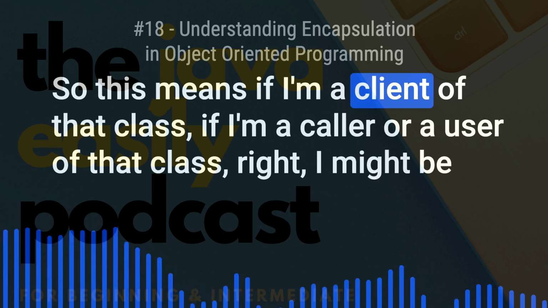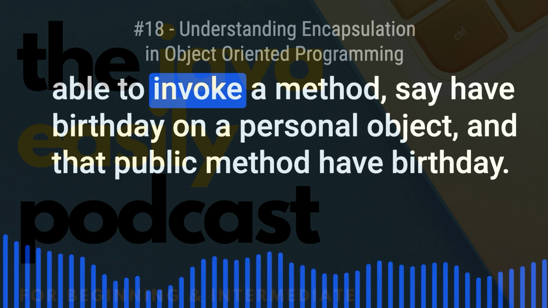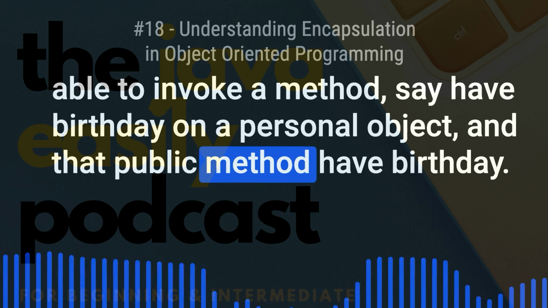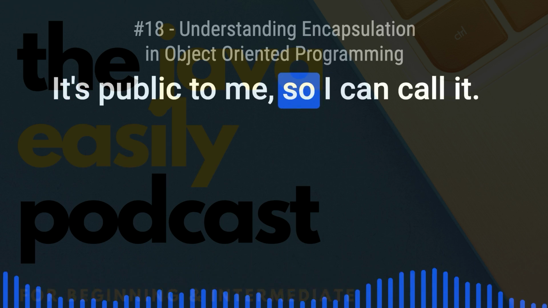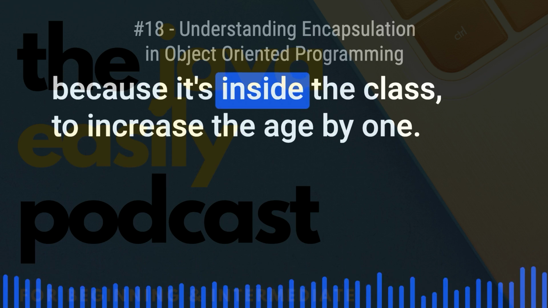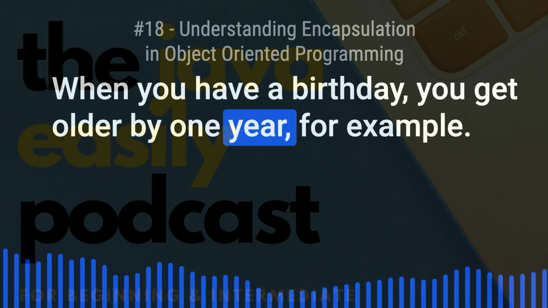So this means if I'm a client of that class, a caller or a user of that class, I might be able to invoke a method, say haveBirthday, on a person object, and that public method, haveBirthday, is public to me so I can call it, and that public method itself then has the ability, because it's inside the class, to increase the age by 1. When you have a birthday, you get older by 1 year, for example.